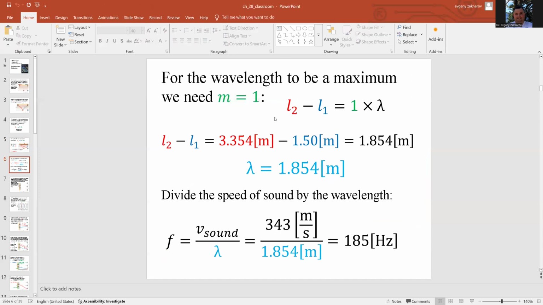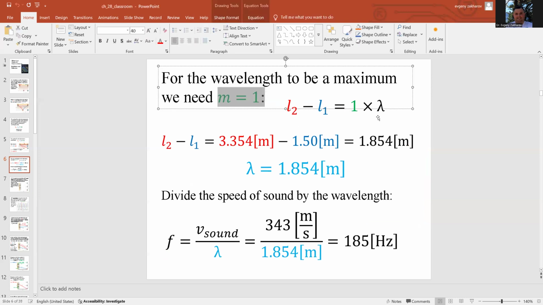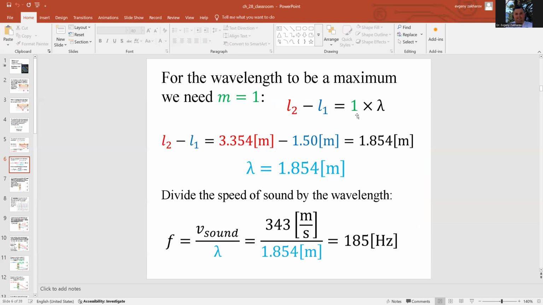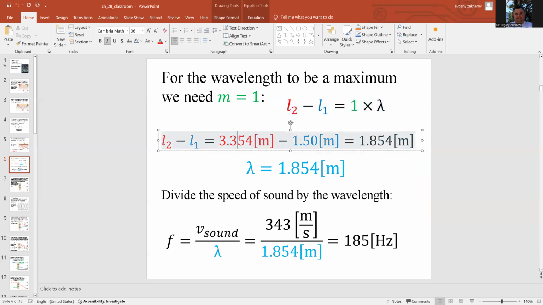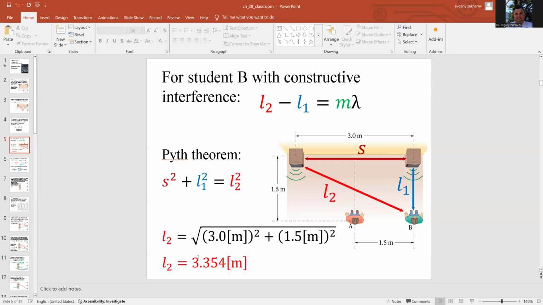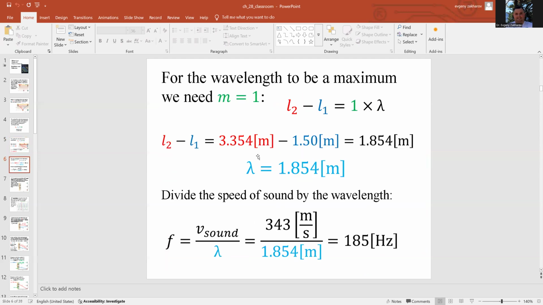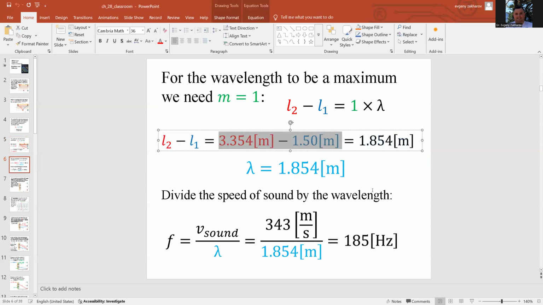And if it's the maximum, your M, so for the first, as one of the options, M can be 1, and L sub 2 is what we just found here. L sub 1 is given as 1.5 meters. So the difference between L sub 2 and L sub 1 is the difference between those two numbers. So we're getting this number as 1.854 meters.